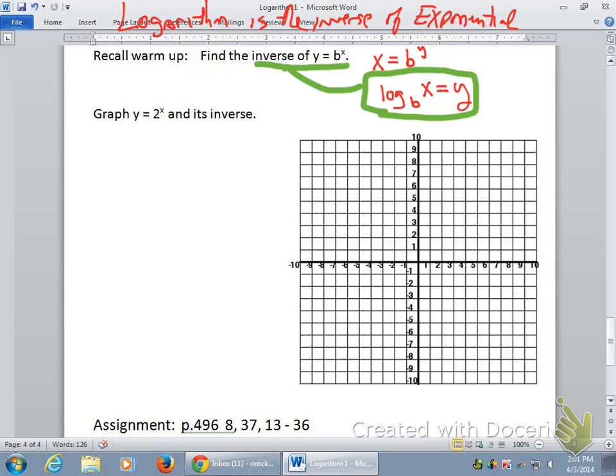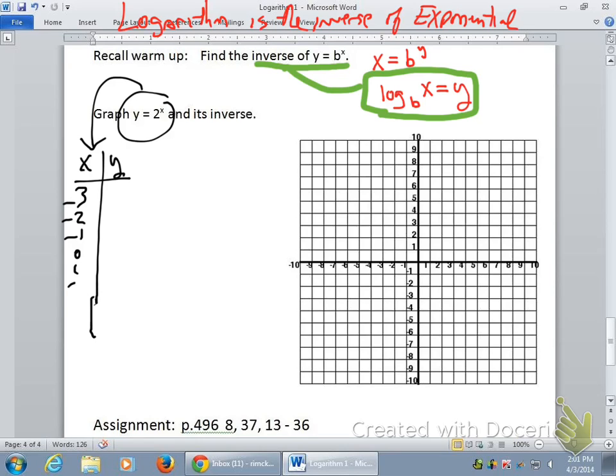Oh, I see. All right, so we're going to graph this with a table of values. All right, table of values. I think I know what I'm going to use. -3, -2, -1, 0, 1, 2, 3. And help me fill in the blanks here.